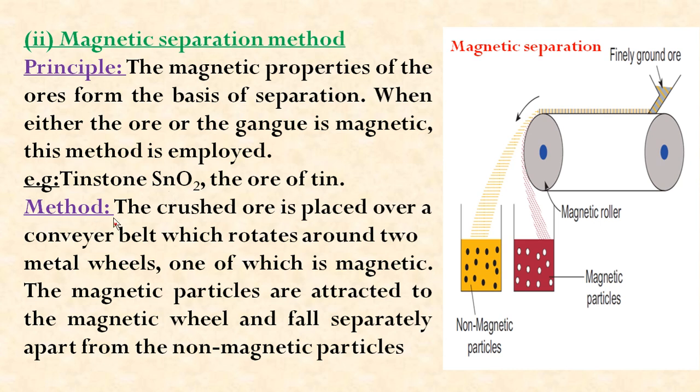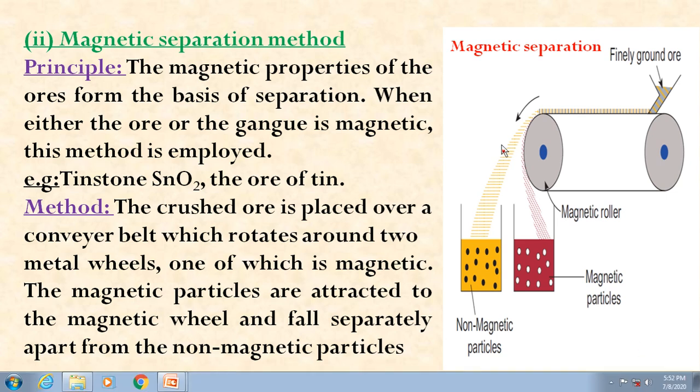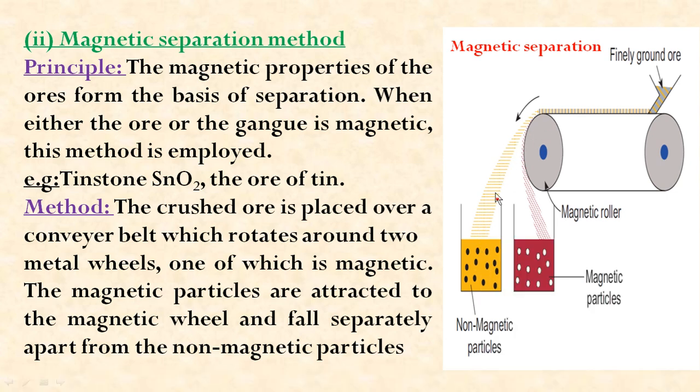Here the crushed ore is placed over a conveyor belt which rotates around two metal wheels. One is magnetic, and the magnetic particles are attracted to the magnetic wheel and fall separately, and the other, non-magnetic particles, move away. Here you have to separate the impurities from the tin ore, SnO2.